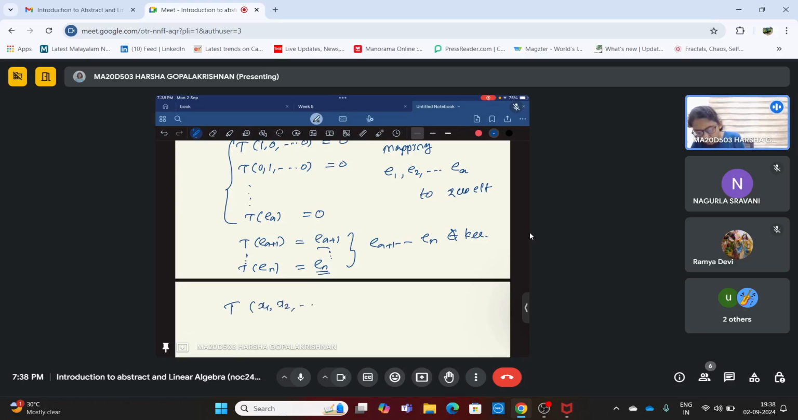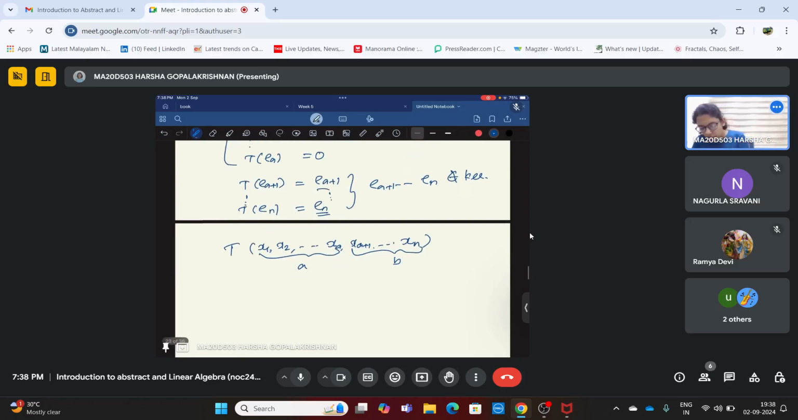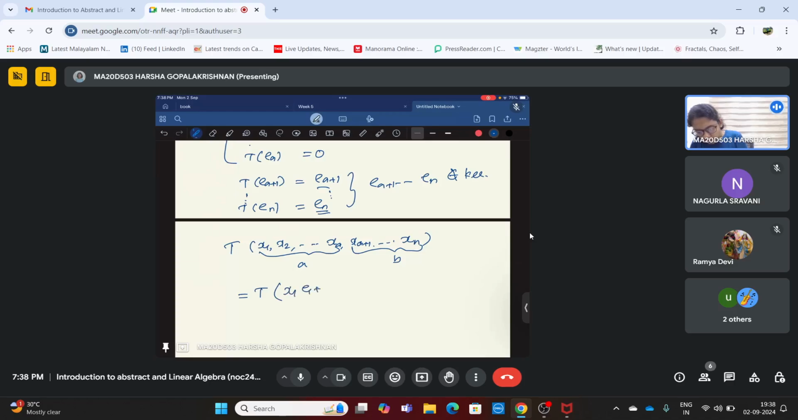Okay, so how will the map be? If I have T of x1, x2, etc., xa, xa plus 1, etc., xn, so these are our A elements and these are our B elements since A plus B equal to n. So what is this? T of x1 E1 plus etc. xa EA plus xa plus 1 EA plus 1, like this we can write, plus etc. xn En. So what is this? x1 into T of E1 plus etc. xa into T of EA plus xa plus 1 T of EA plus 1 plus etc. xn T of En, since using the linearity of T I am expanding like this.